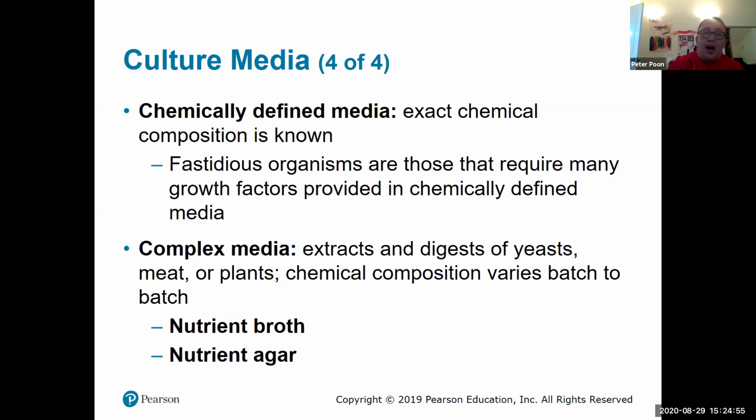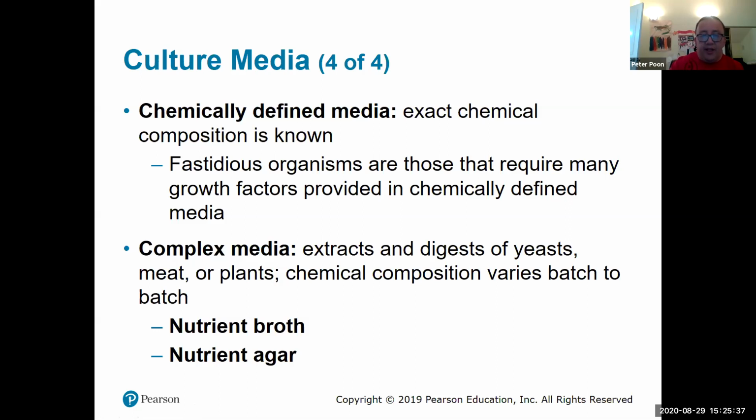A complex media consists of extracts of stuff, beef heart, like beef extract or yeast extract. Do we know exactly what's in it? No. Do we know roughly what's in it? Yes. Do we know the exact amounts of each chemical? No. Do we know approximately what it is? Yes. But it's complex. And this is the stuff that we usually grow things in.